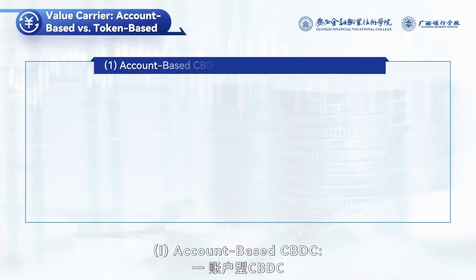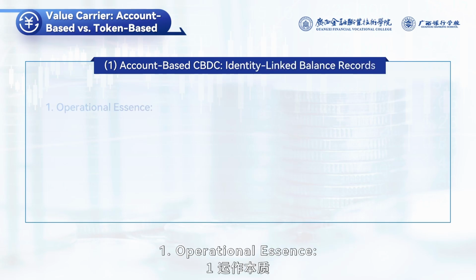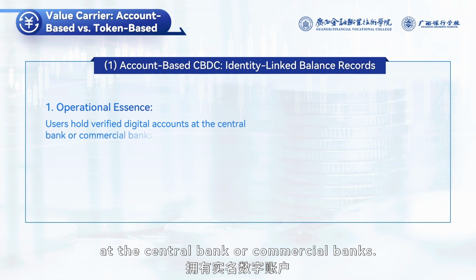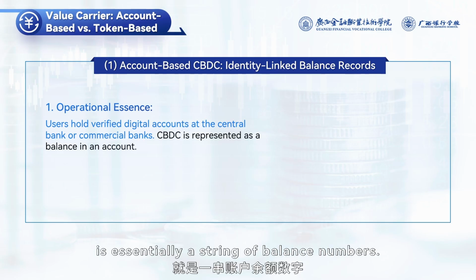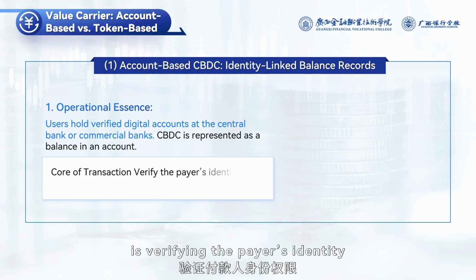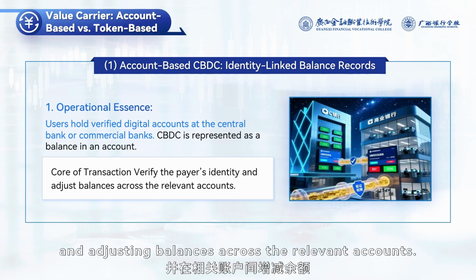1. Account-based CBDC, identity-linked balance records. Operational essence: users hold verified digital accounts. At the central bank or commercial banks, the CBDC in your account is essentially a string of balanced numbers. The core of any transaction is verifying the payer's identity and adjusting balances across the relevant accounts.